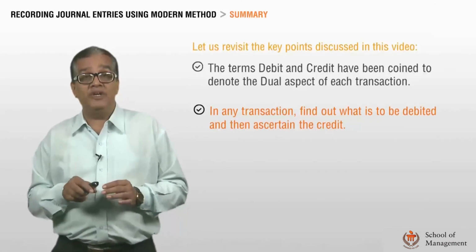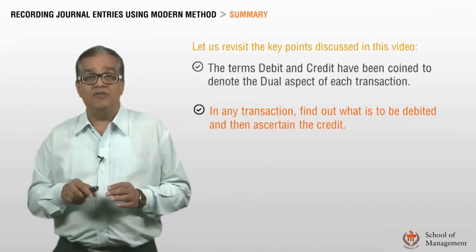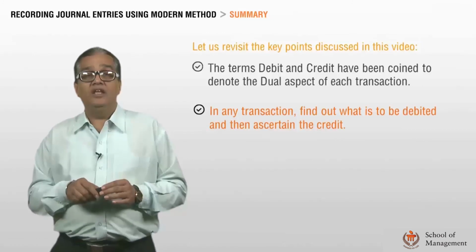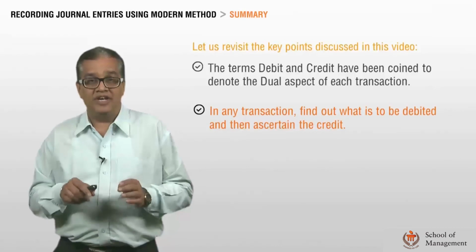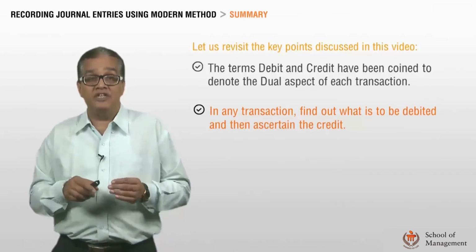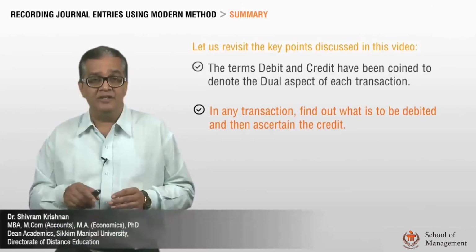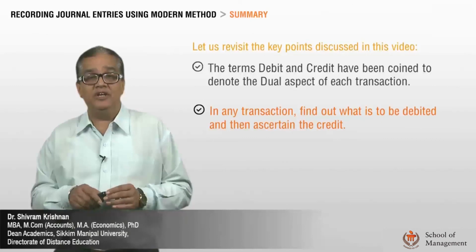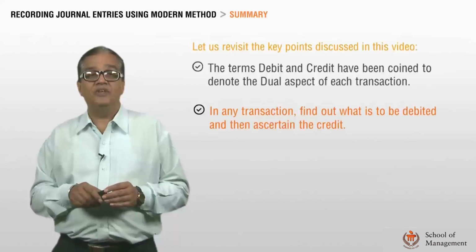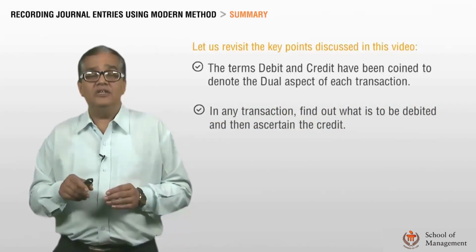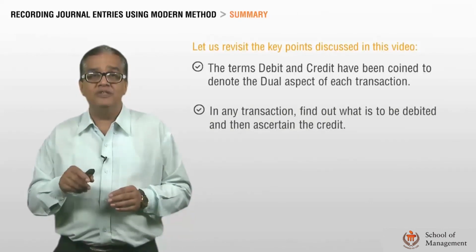The key to remember is the very first transaction of a business, namely the owner invested a certain amount at the beginning, which results in increase in assets or cash, which is debited, an increase in liability, which is the owner's capital, which is to be credited. This is the most important learning that happened from this video.